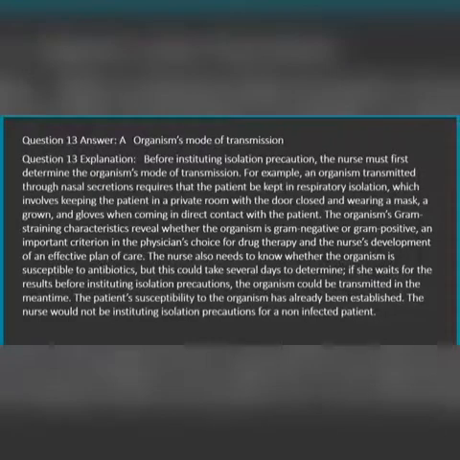The nurse also needs to know whether the organism is susceptible to antibiotics, but this could take several days to determine. If she waits for the results before instituting isolation precautions, the organism could be transmitted in the meantime. The patient's susceptibility to the organism has already been established. The nurse would not be instituting isolation precautions for a non-infected patient.